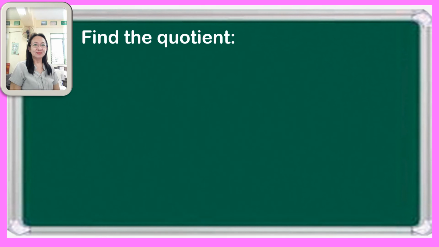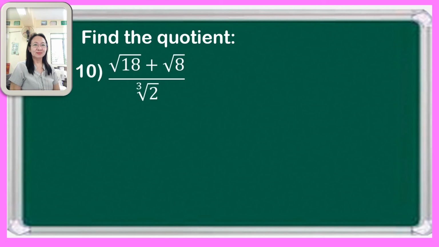Now, similar to multiplication, the quotient is possible if the given indices are similar. But in our next example, observe that they are of different indices. We have the square root of 18 plus the square root of 8 divided by the cube root of 2.